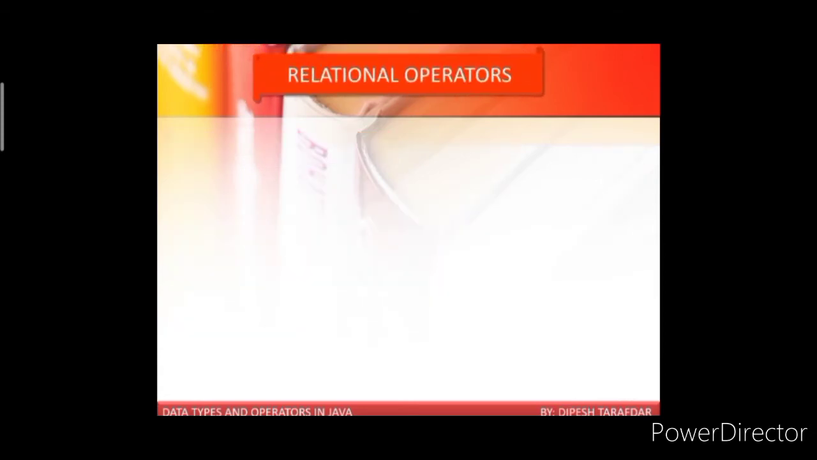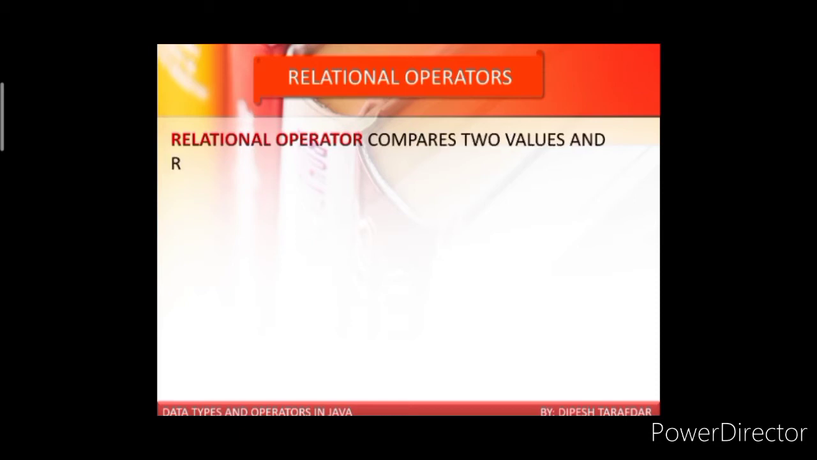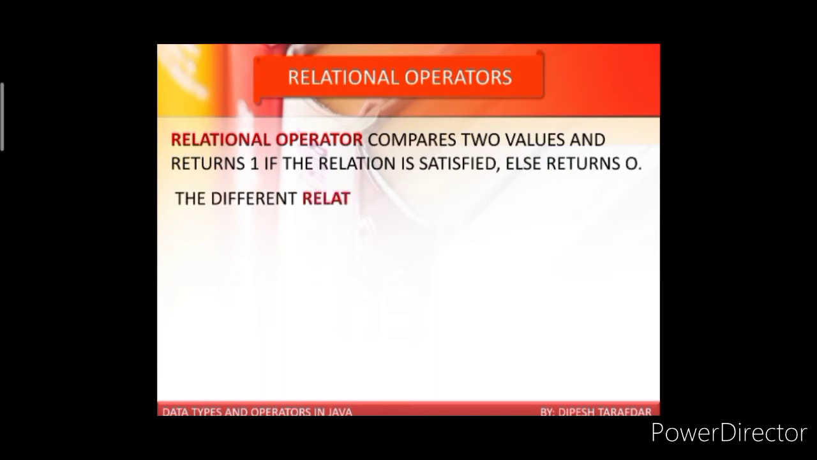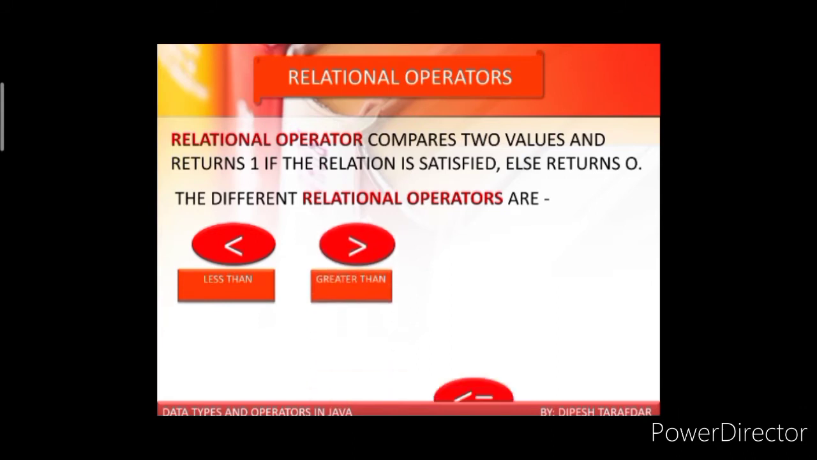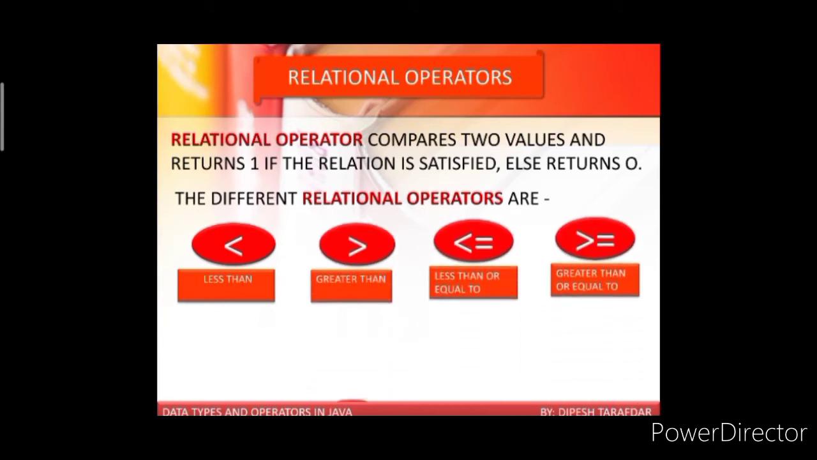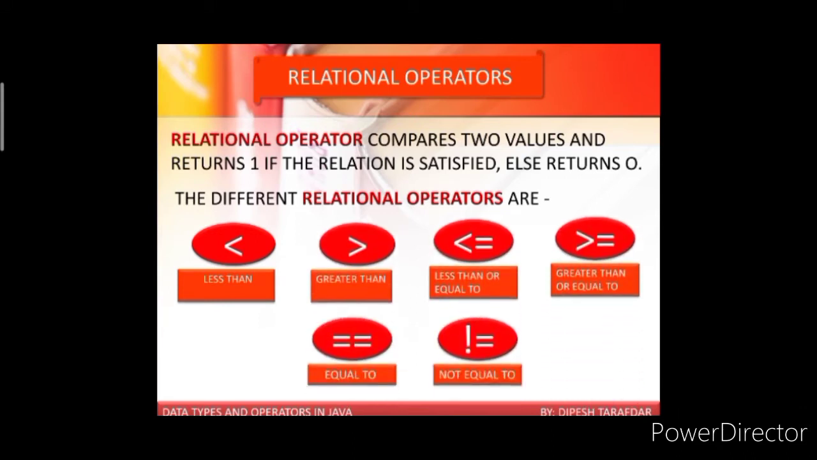Next we have the relational operators. Relational operators compare two values and return 1 if the relation is satisfied, else return 0. The different relational operators are less than, greater than, less than or equal to, greater than or equal to, equal to and not equal to. All these operators check the relation.